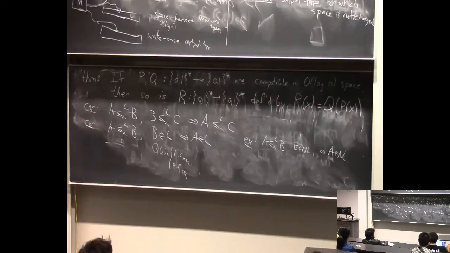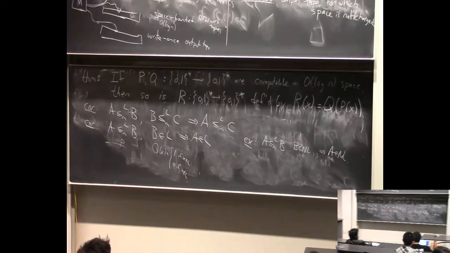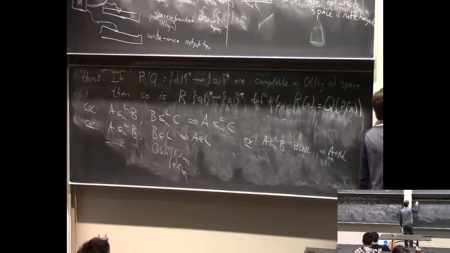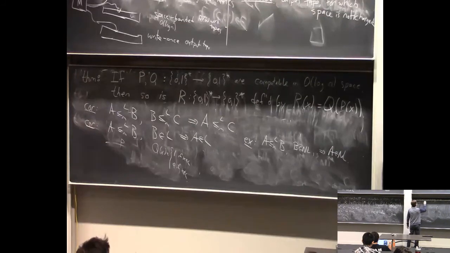OK, so the last thing I need to prove to complete everything is this theorem about how if you have P and Q computable in log space, then their composition is computable in log space. OK, so let me do the proof. Let me call it a sketch, because maybe there are a few low-level Turing machine details I'll skip.